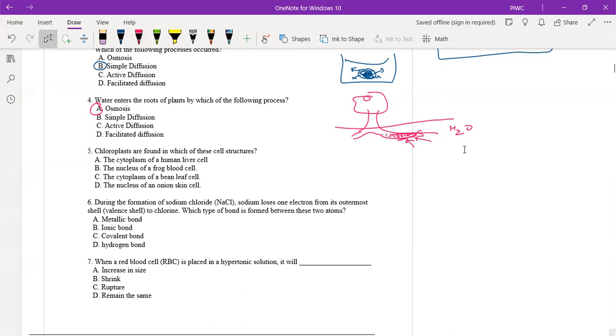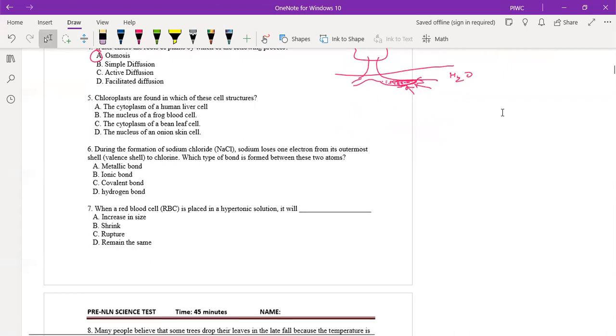Chloroplasts are found in which of these cell structures? Cytoplasm of human liver cell, the nucleus of a frog blast cell, cytoplasm of a bean leaf cell, and the nucleus of an onion skin cell. C. C, correct. So remember, chloroplasts only in plants, plant only.